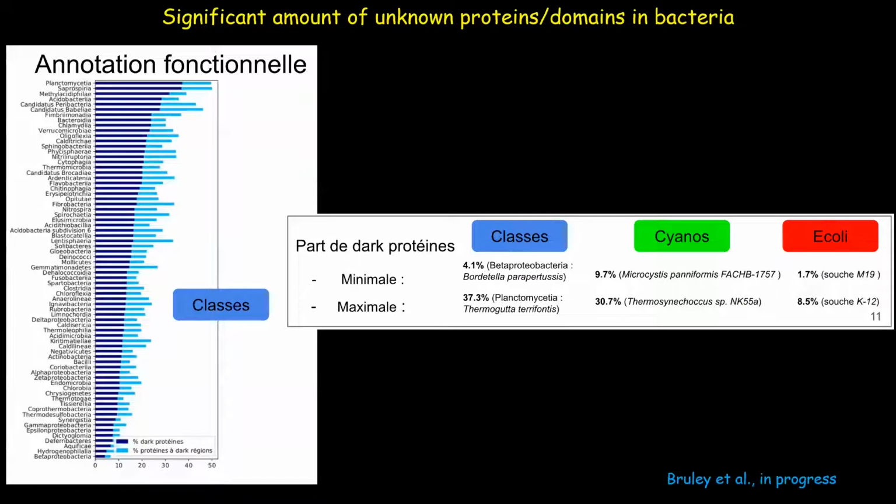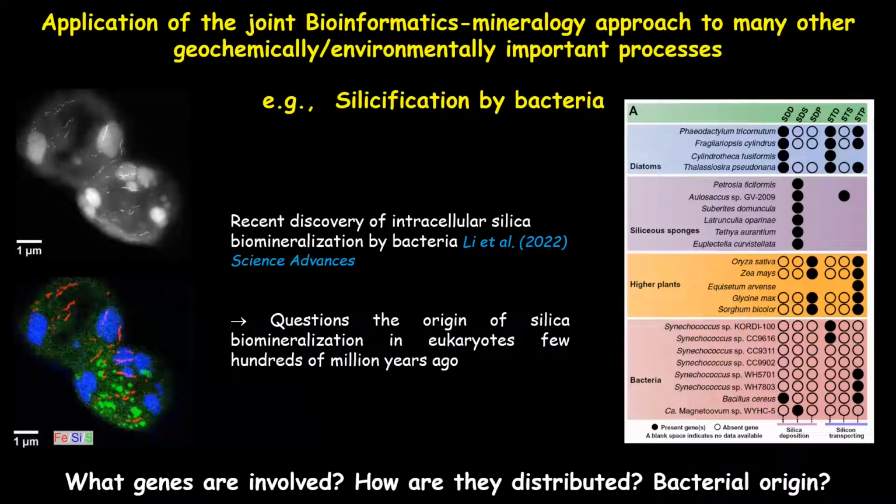So this is what Pauline Goulet also has done during a PhD. I'll finish there. There are many other topics that now we would like to address in the future, using this same approach because it's super powerful. One, for example, is that recently there was the discovery of some bacteria forming silica, and it looks like they might have specific genes involved in silica precipitation.